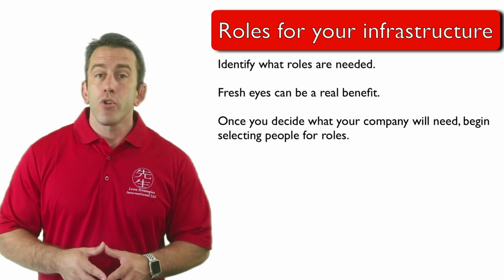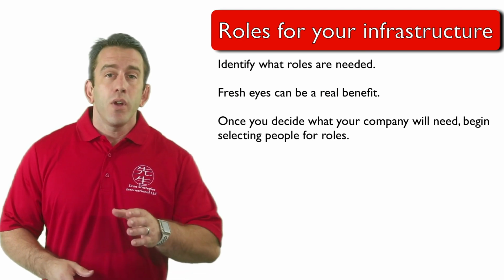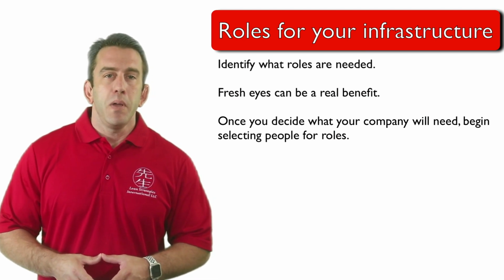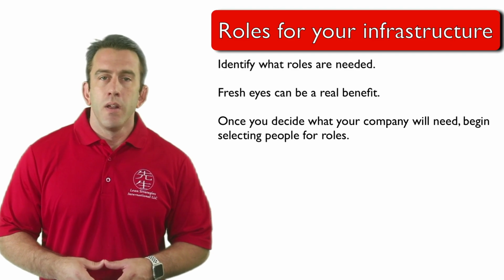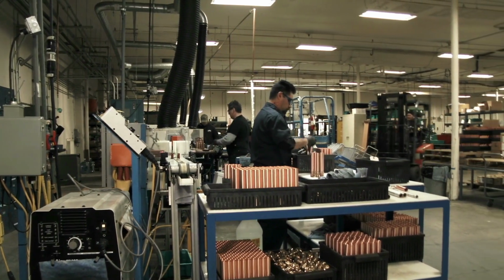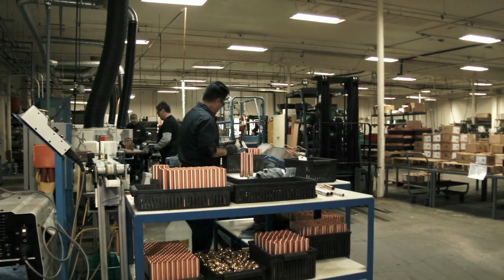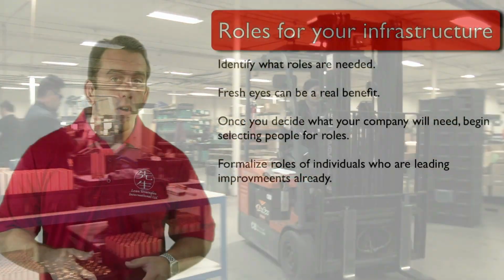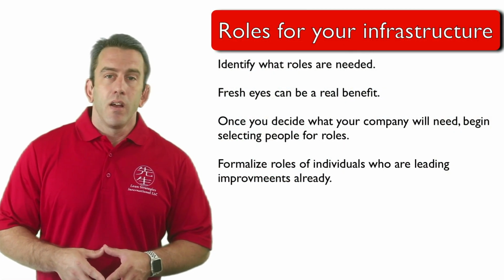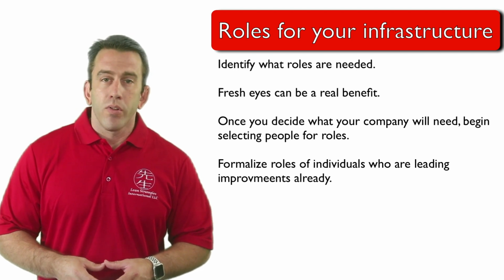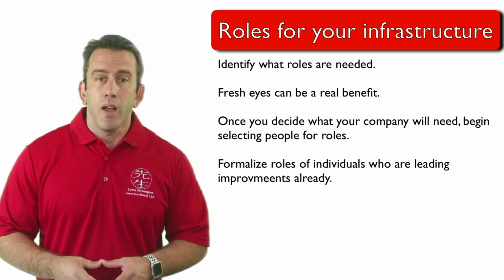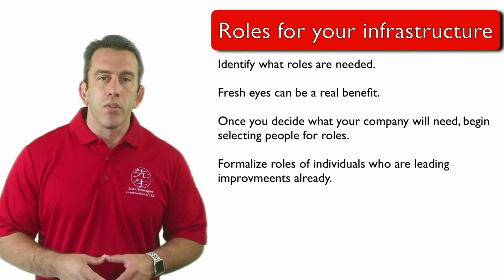Once you decide what your company will need, then you can begin selecting the appropriate people to help with implementation. You may find that a great deal of employees are leading improvements in various ways. If so, it is always a good idea to formalize their job roles as part of their job description and share the changes with everyone else. Establishing key roles and responsibilities will help you as the journey progresses and you work to implement pull systems.